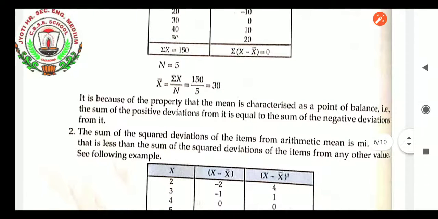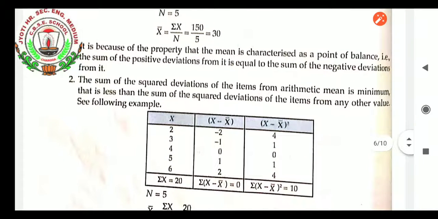It is because of the property that the mean is characterized as a point of balance, that is, the sum of the positive deviations from it is equal to the sum of the negative deviations from it. The sum of the squared deviations of the items from the arithmetic mean is minimum, that is, less than the sum of the squared deviations of the items from any other value.